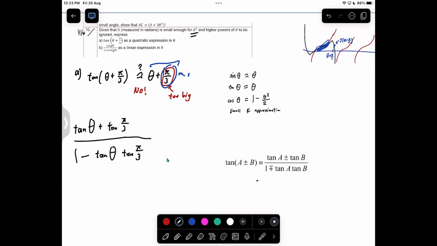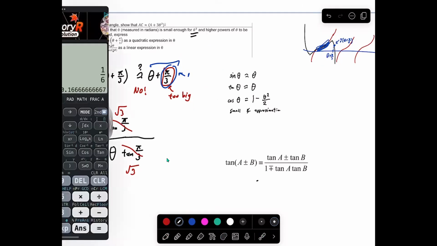Pi over 3 is how many degrees? 60 degrees. So what's tangent of 60 degrees? I think it's square root 3, right? Yes, square root 3. I think you know how to do this, so I'm not going to elaborate more. Anyway, this left-hand side equals to this.